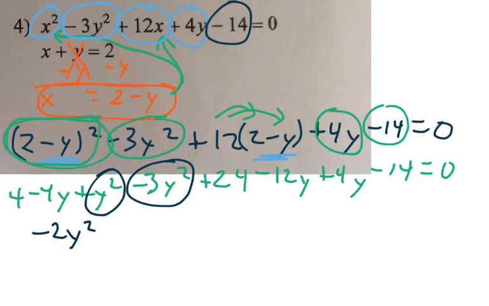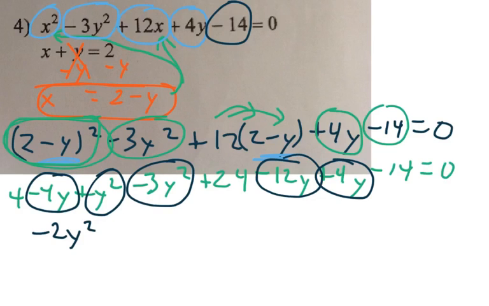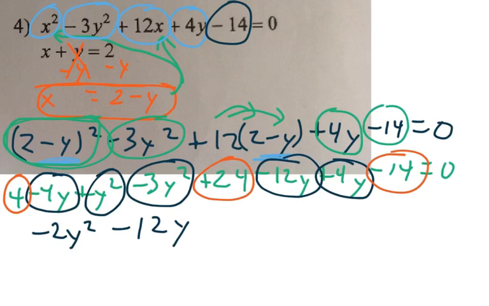Let's do the y's next. I got a minus 4y plus 4y. That's 0, right? Minus 12y. Well, that's just simply a minus 12y. And now let's do the numbers. I'll use red here. I have a 4 plus 24 is 28. 28 minus 14, of course, is 14. It's equal to 0. And now comes decision time.